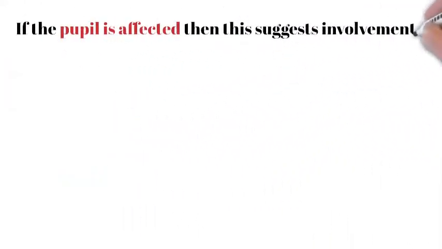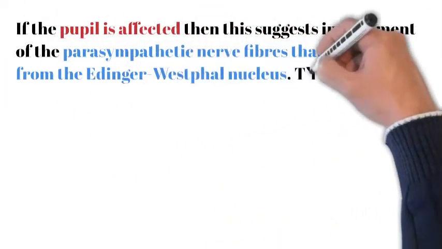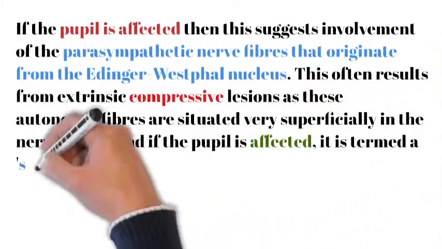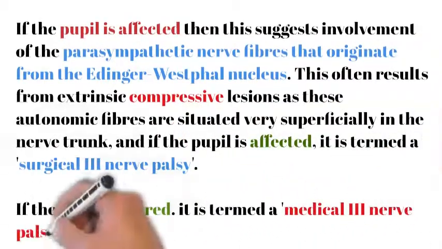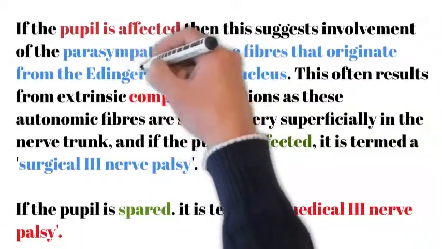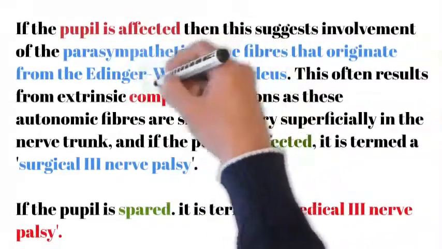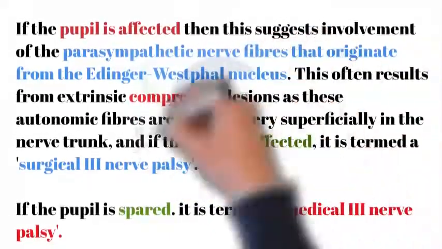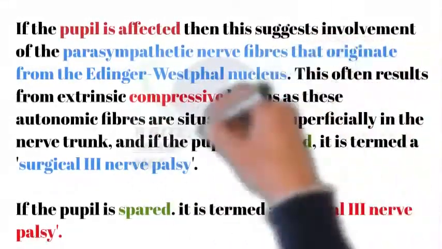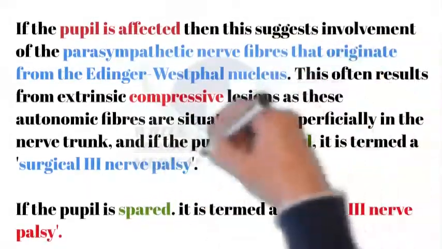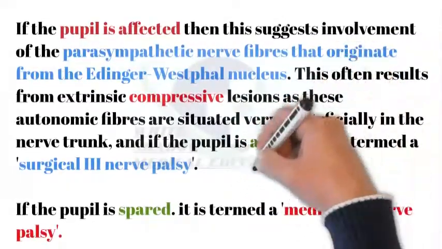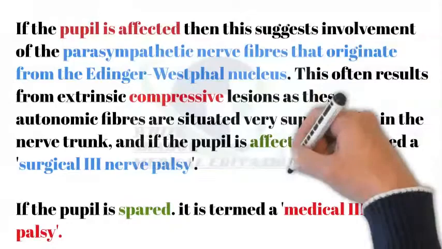If the pupil is affected, then this suggests involvement of the parasympathetic nerve fibers that originate from the Edinger-Westphal nucleus. This often results from extrinsic compressive lesions, as these autonomic fibers are situated very superficially in the nerve trunk. If the pupil is affected, it is termed a surgical third nerve palsy. However, if the pupil is spared, it is termed a medical third nerve palsy. The diplopia is angulated and maximal looking up and out.